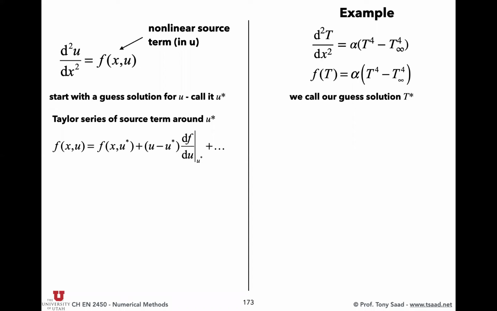So if the source term in general is f of x,u, you're writing the Taylor series around u star. So you're only taking derivatives with respect to u, not with respect to x, okay? So you get f(x) at u star plus u minus u star times df by du. You're differentiating with respect to u, right? At u star and so on and so forth. Now for our specific example, we don't have x in the right-hand side, so our source term is only a function of t, and this would be the Taylor series.